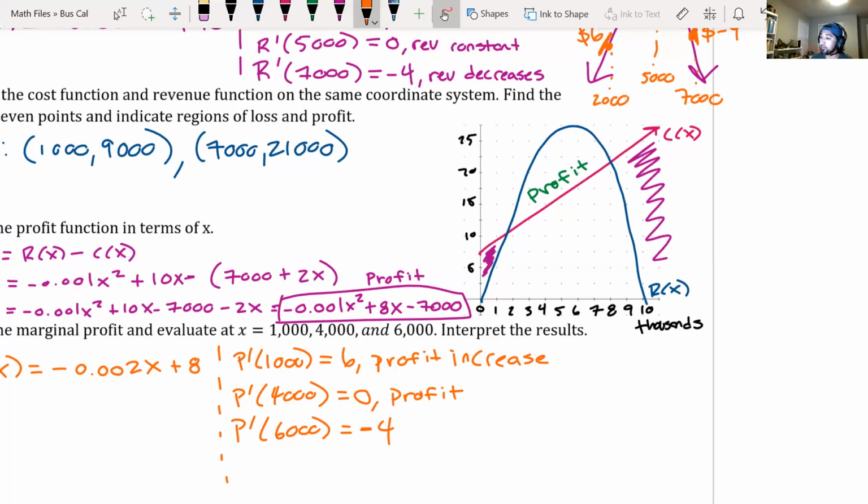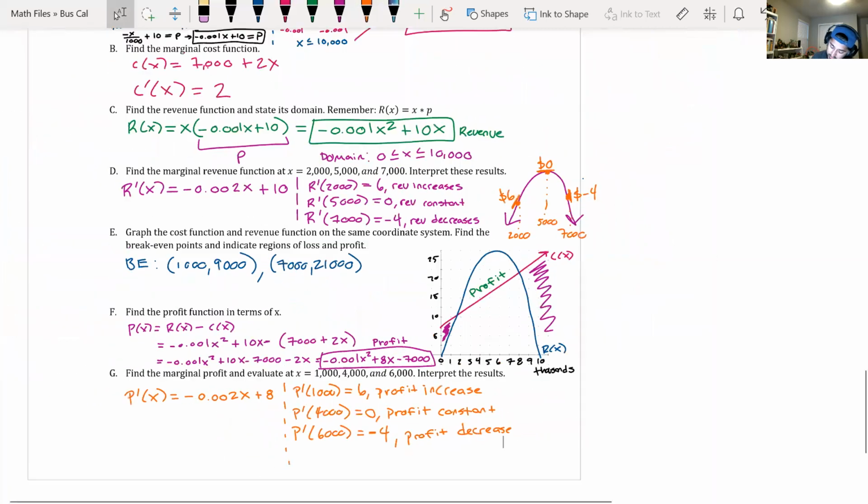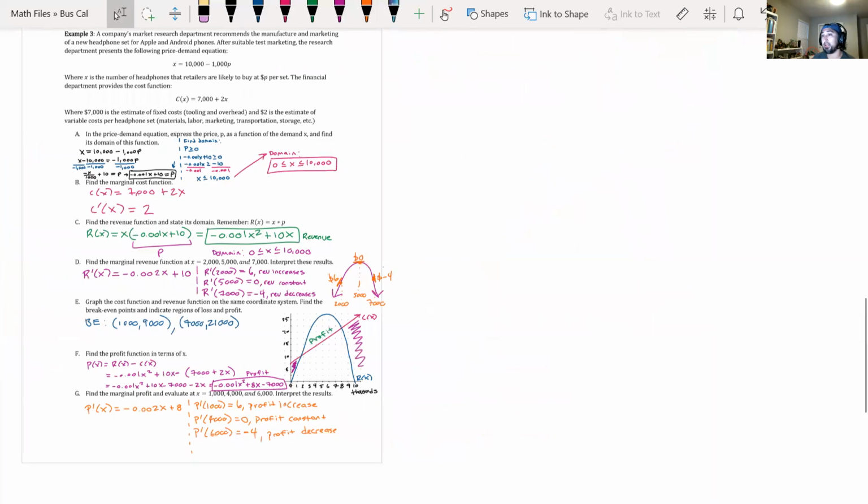And the second one would mean profit is what? Constant. Good, constant. And the last one? Decreasing by 4. There you go. And that's it, y'all. That is marginal analysis.